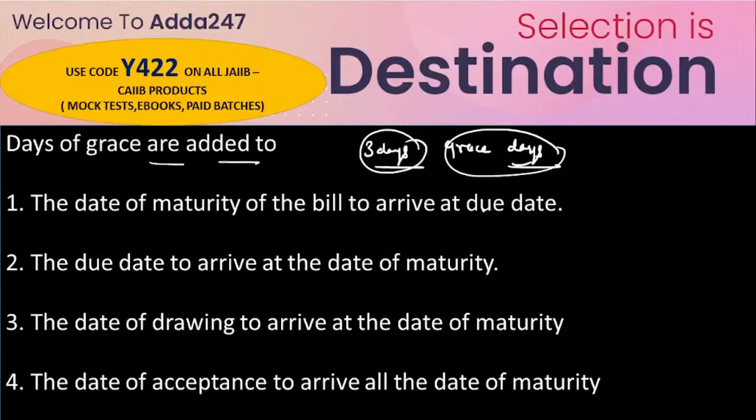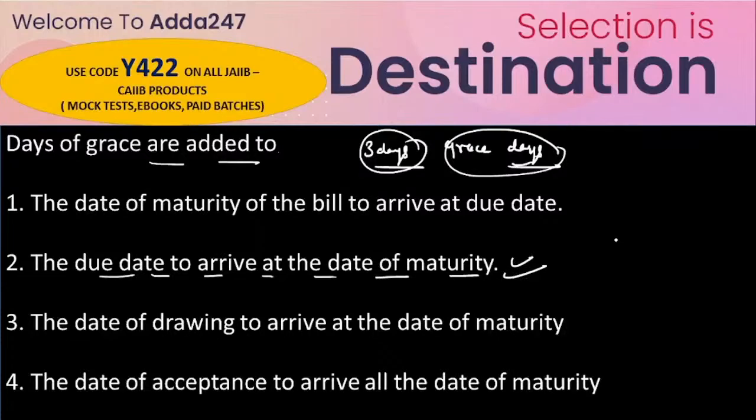So days of grace that are added to the due date to arrive at the date of maturity. Okay, so the answer for this question, days of grace are added to the due date to arrive at the date of maturity, that would be the correct one.